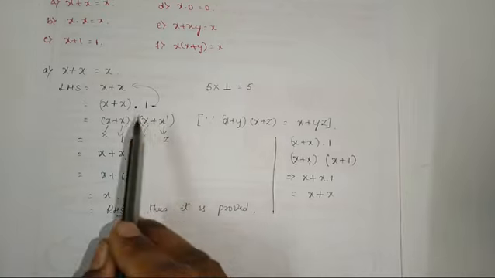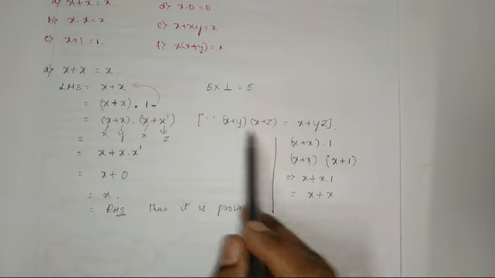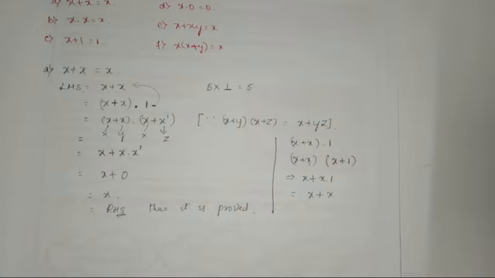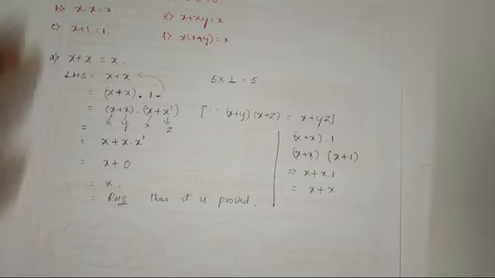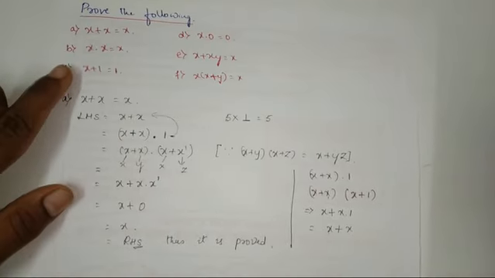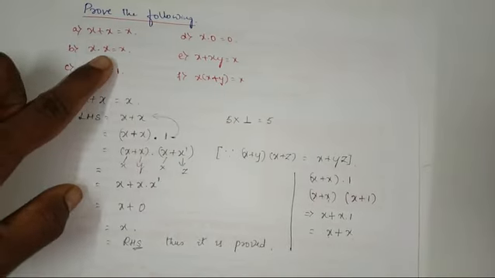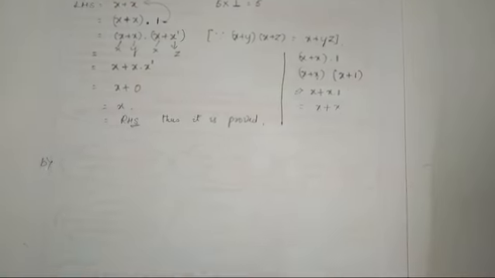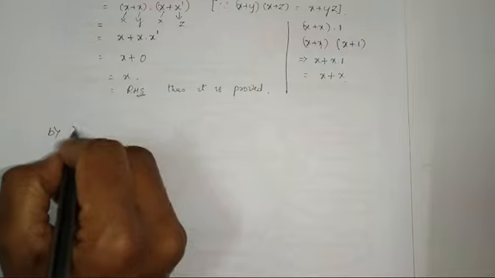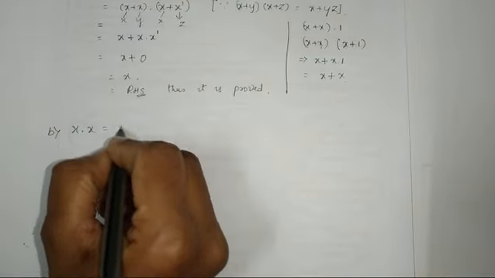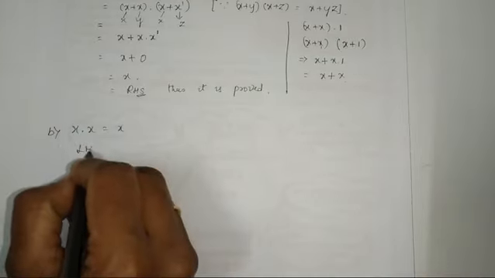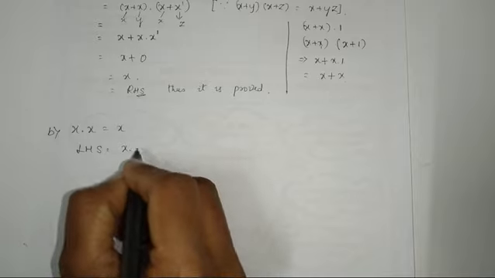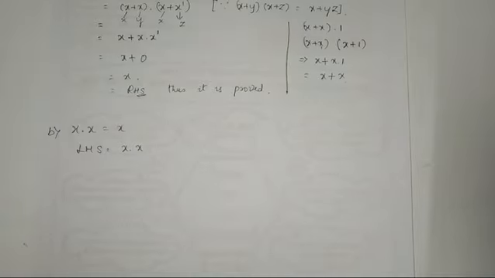Fine. Next, we use these identities and solve. Next, I'll show you for the second problem. The second problem, b: x into x is x. x into x is equal to x. What I have to do? The first step is LHS, x into x. They'll ask to prove this using the basic identities.